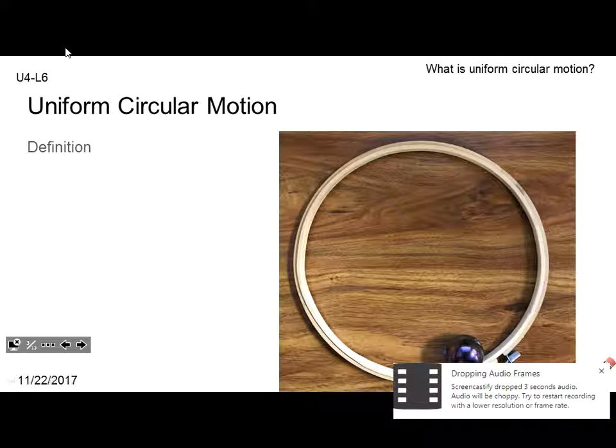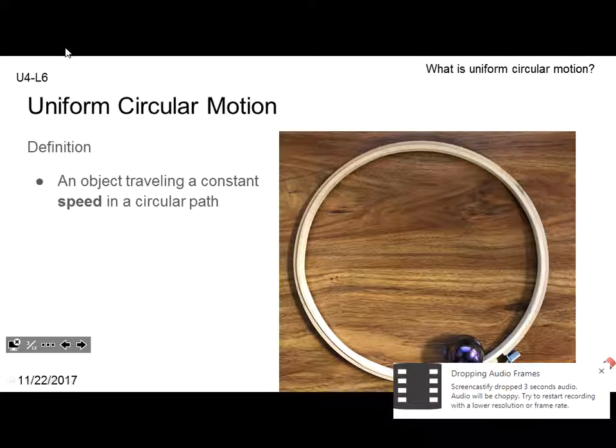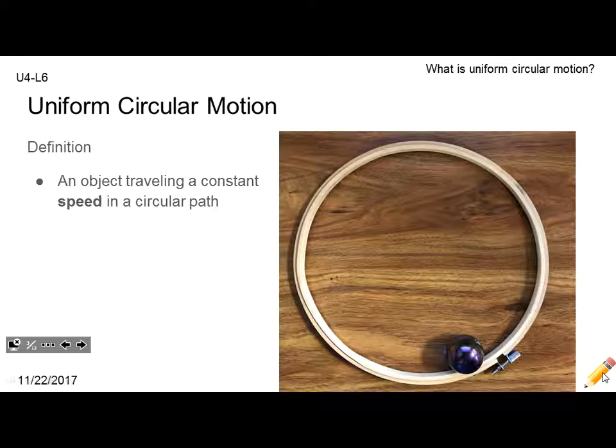Uniform circular motion is when an object travels at a constant speed around a circular path. It's really important that you underline the speed part. That's a really important part. Let's get that down. So again, it's traveling around the circle.